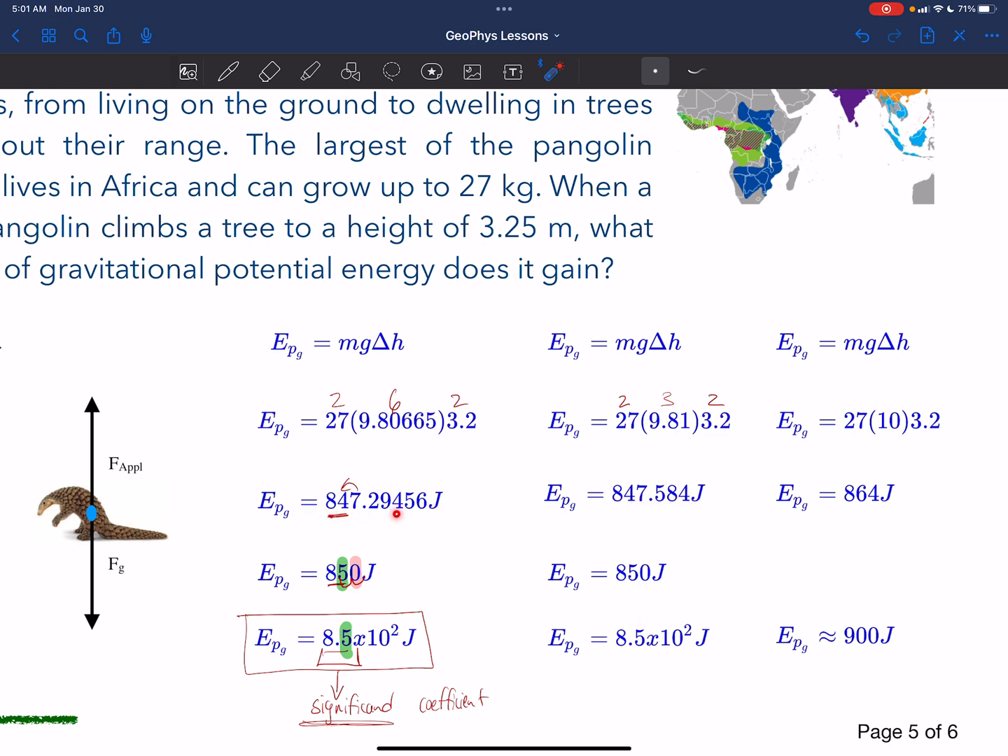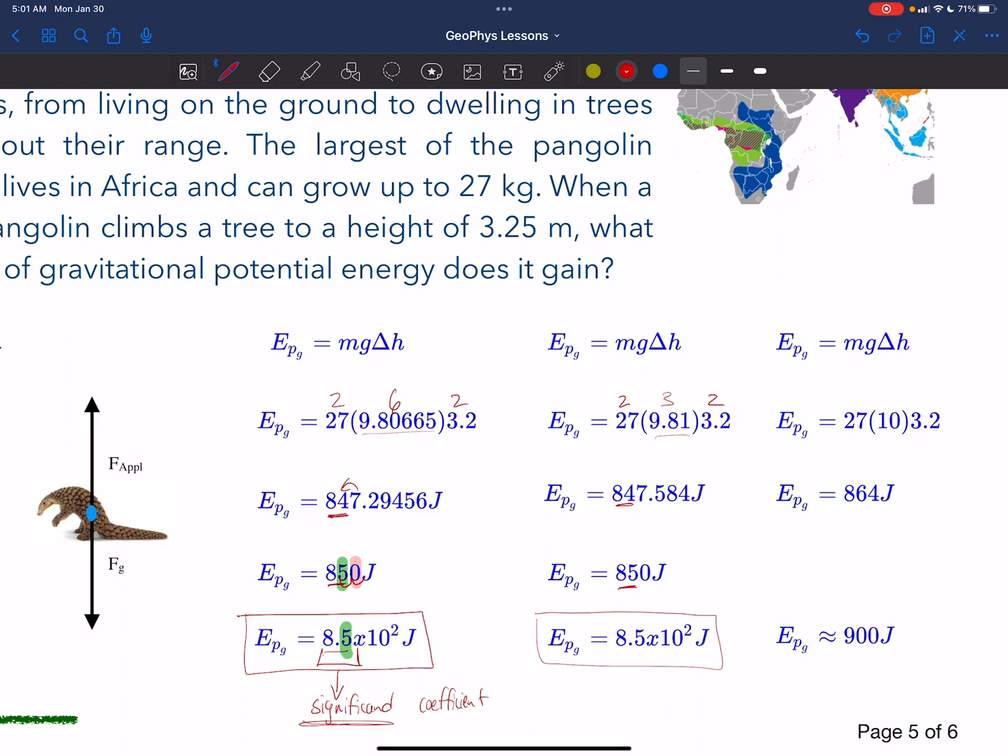When we then multiply that out, we get 847.584. And you'll notice that's a fairly different number than this. But since these numbers only have 2 digits, we have to round it to 2 digits. So it again rounds to 850 joules, and expressing it in scientific notation, we get exactly the same answer. So the difference between doing it these 2 ways is simply how many digits of g we use. But this will yield the same exact answer. Now, that won't always be true, but it is in this case.